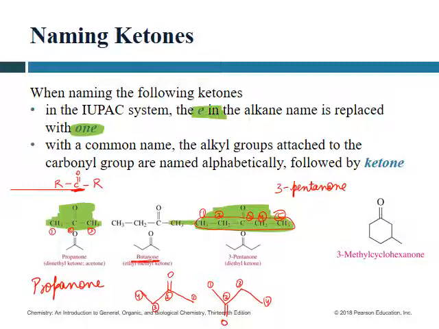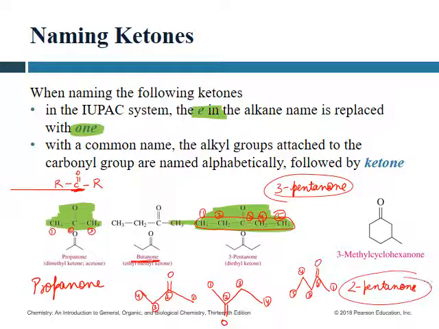Okay, so for instance, if I were to draw this, 1, 2, 3, 4, 5, and I drew the carbonyl right here, so this would be 1, 2, 3, 4, 5. Now the structure would be called 2-pentanone. So 3-pentanone and 2-pentanone have the same molecular formula, but they have a different structural formula, which means these two are isomers.